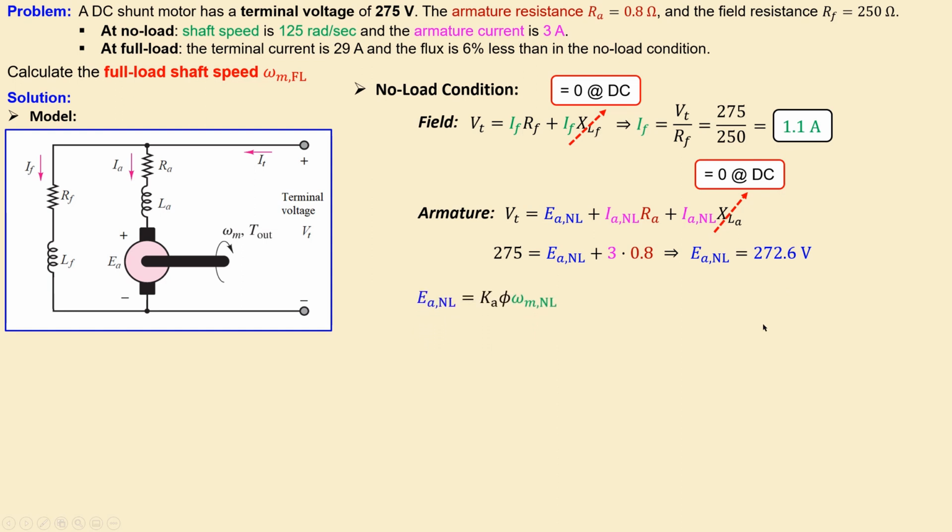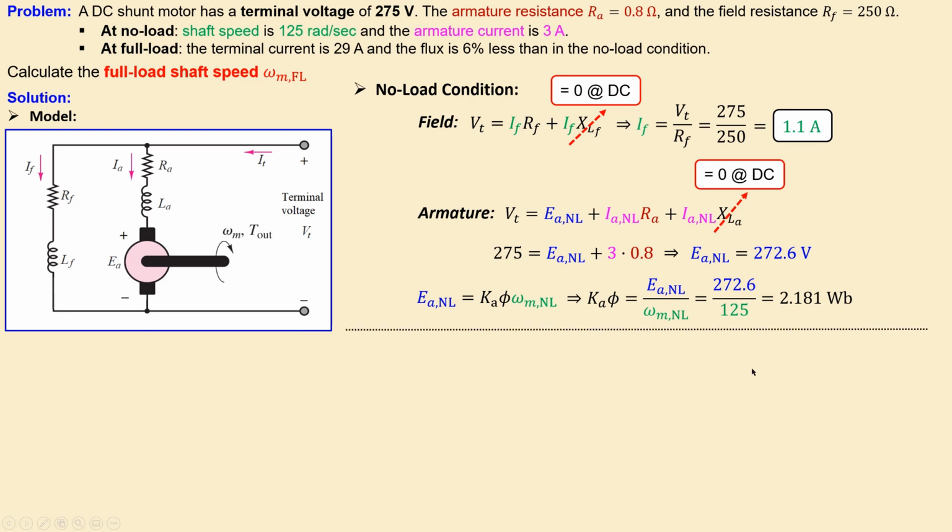We continue with the calculation of the motor constant also, because that is required for no load and also the full load conditions. This is the general expression, and again specified for the no load. This is the motor constant, and this is the shaft speed for the no load condition, and that is given. That's 125 radians per second. I know this from the analysis here, and I can now calculate the motor constant, just substituting the given values. We have now 2.181 Webers.